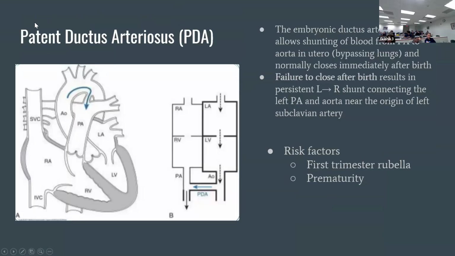Patent ductus arteriosus. This is the communication that's normal in utero. So this was the communication from the pulmonary artery to the aorta.